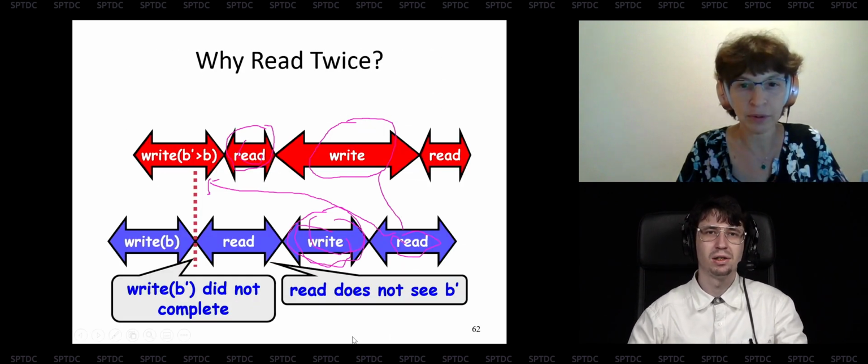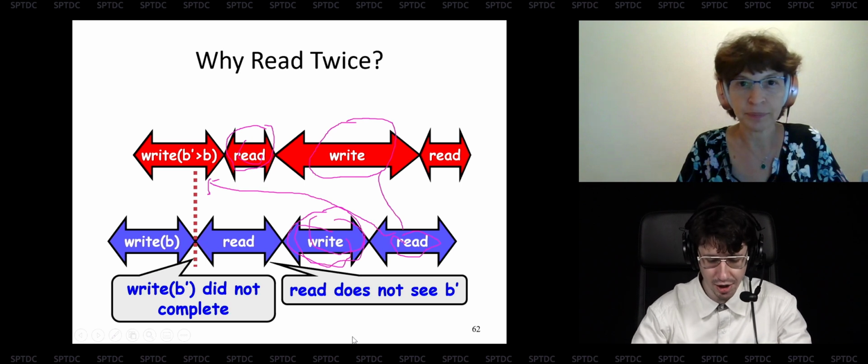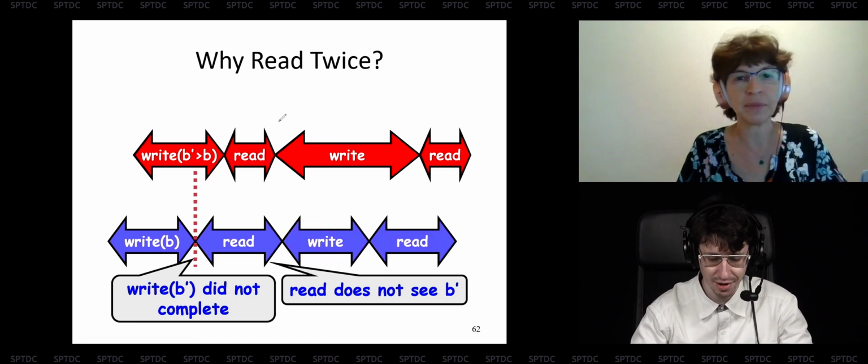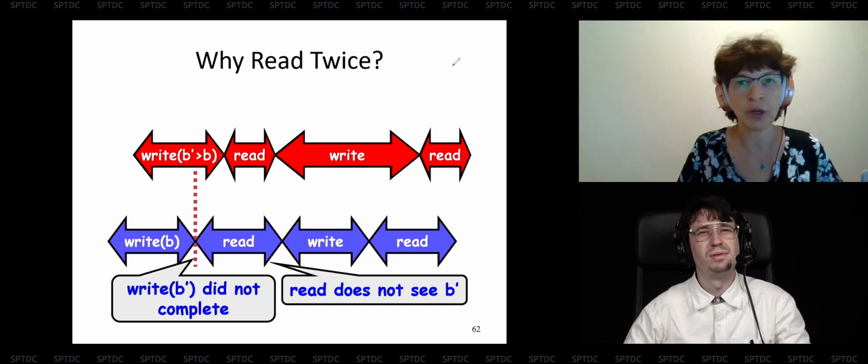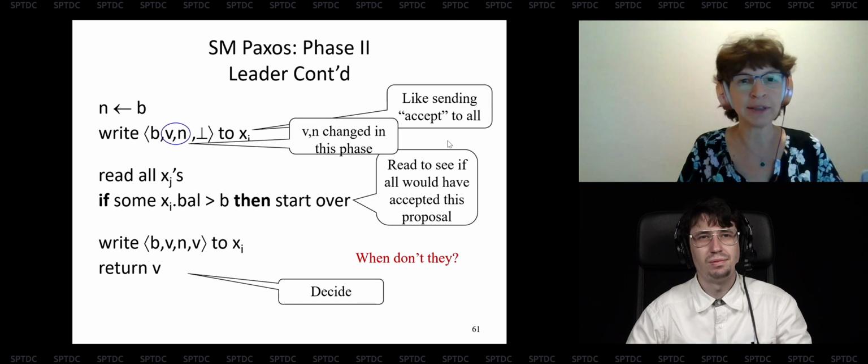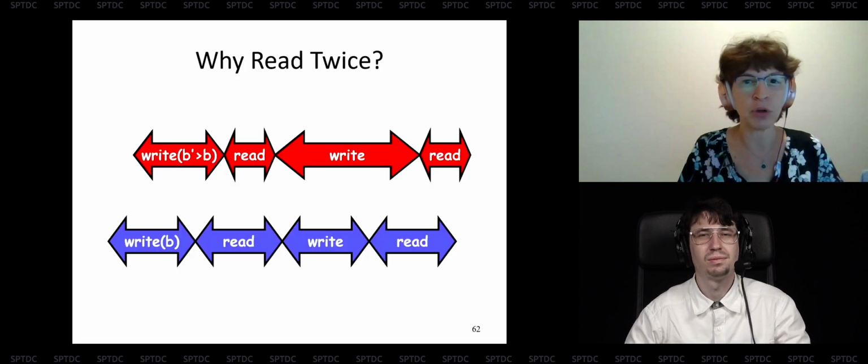Okay, I see. Thank you very much. Now I understand. I'm going to go over the proof. This is just an illustration, and I know it's a little complicated, but that's basically the protocol.